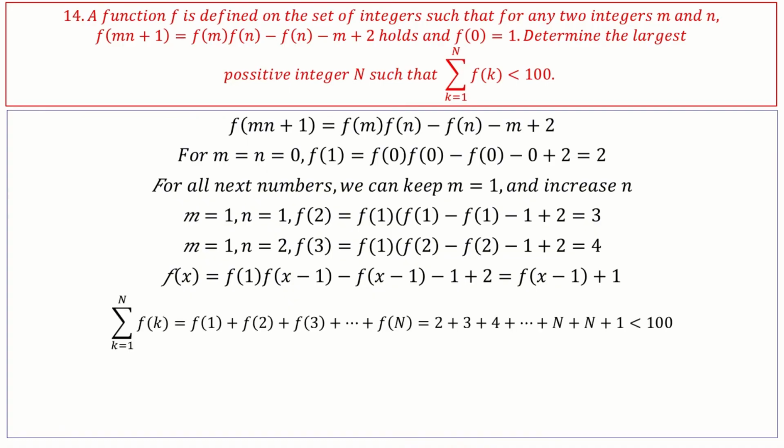Now what all I wanted is the sigma value. So sigma is nothing but f of 1 plus f of 2 up to f of n, which is nothing but 2 plus 3 plus 4. Everything is starting with 2, right? f of 1 is 2.